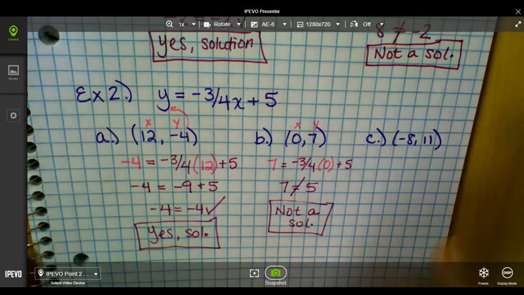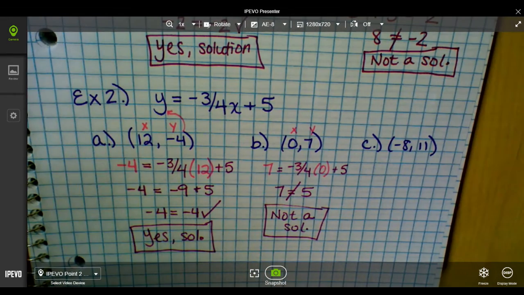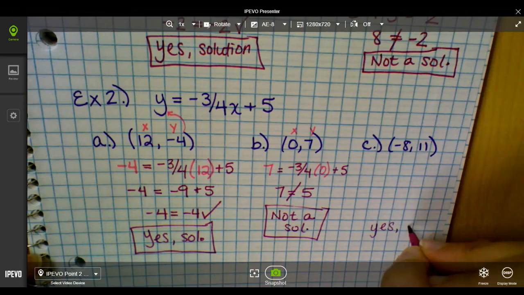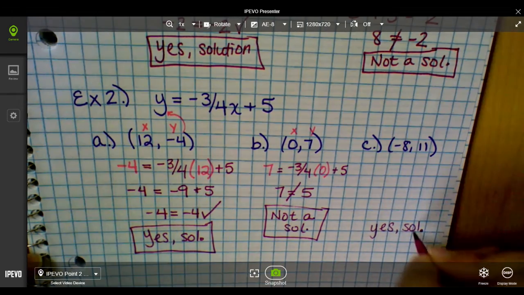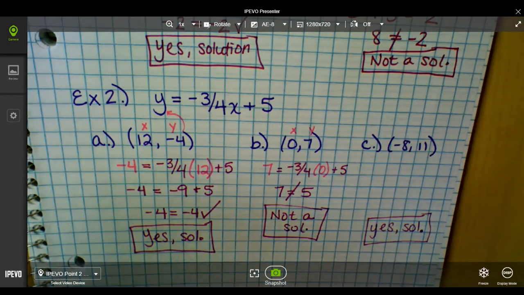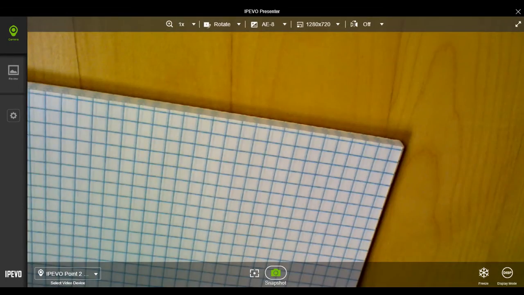Okay, I want you guys to try C just to make sure you understand it. This one should be a solution. So just try to plug that in on your own time and see if it works out, because it should. Okay, now we're going to do something a little bit different. We're going to change it up just slightly.